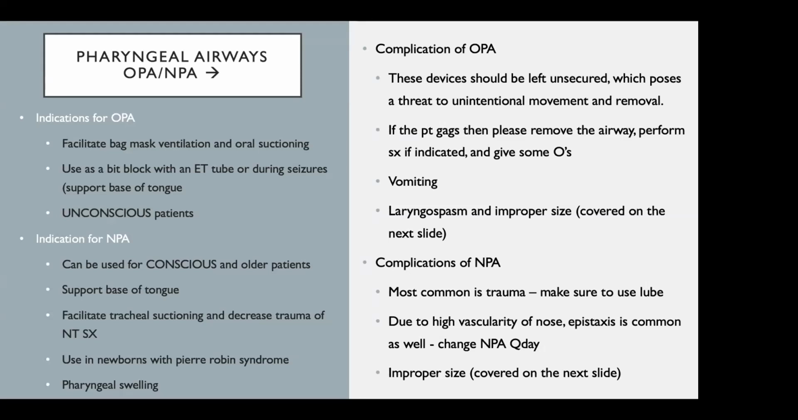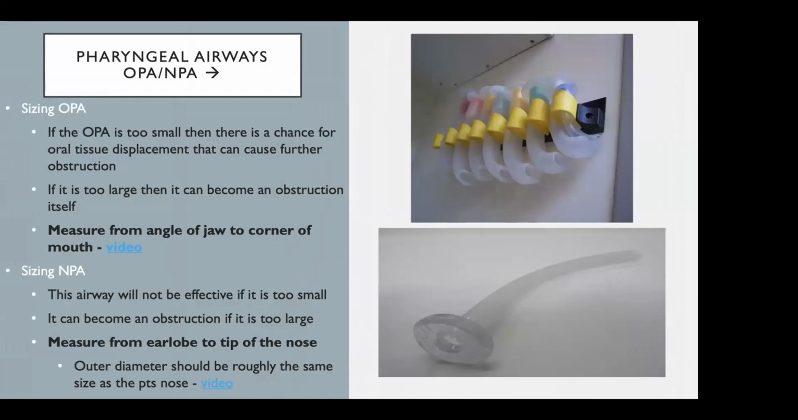And we'll look at improper sizing. So sizing the OPA, if the OPA is too small, then there's a chance for oral tissue displacement, right? That can cause further obstruction. And now you will think of the neonates, right?